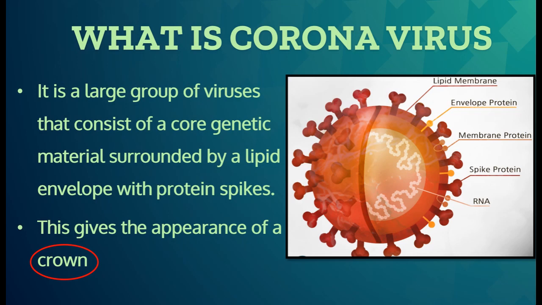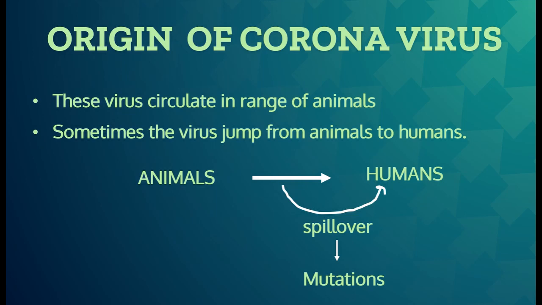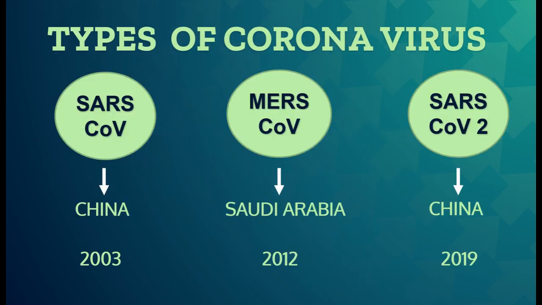As you can see in the figure, it has a lipid membrane, a protein envelope, membrane proteins, spike proteins, and the genetic material in this virus is RNA. So let us see the origin of the coronavirus. These viruses circulate in a range of animals. Sometimes these viruses jump from animals to humans. The process in which the virus jumps from animals to humans is called spillover, and the spillover can be due to mutation.